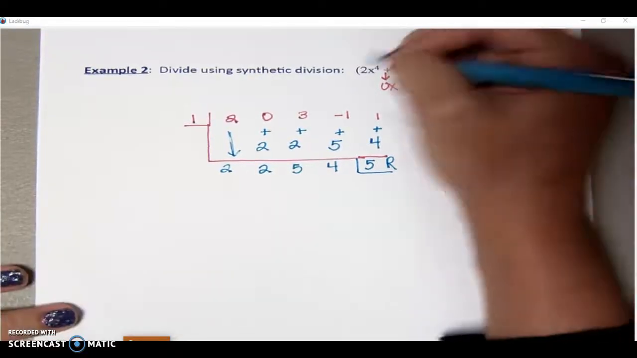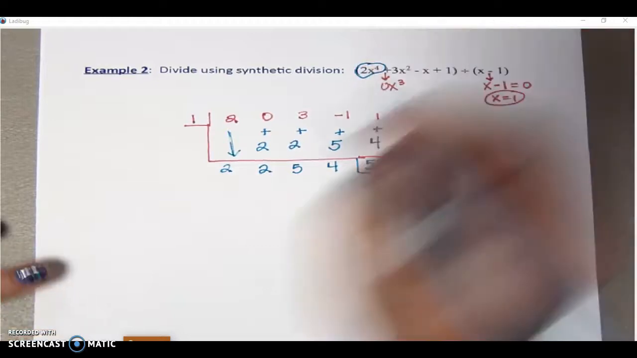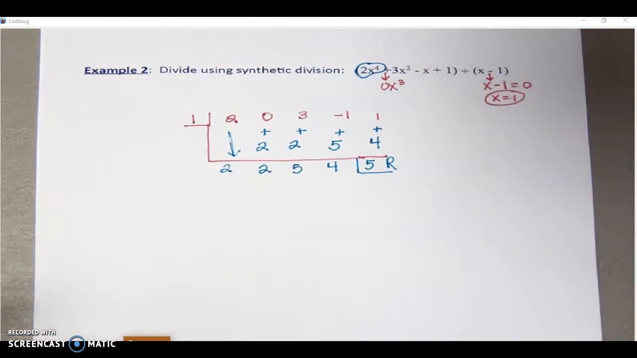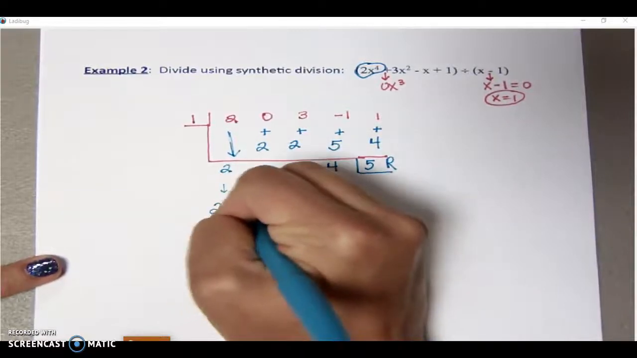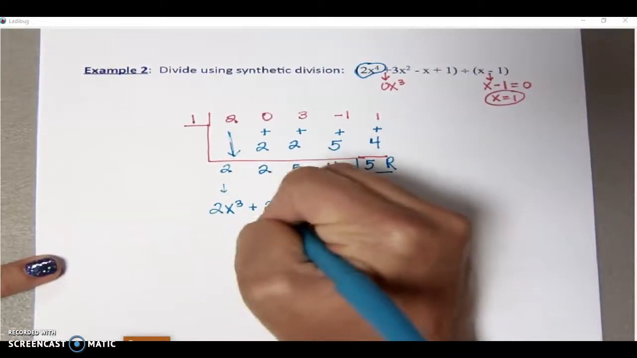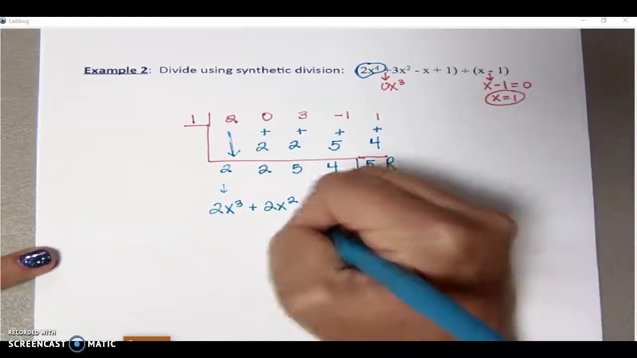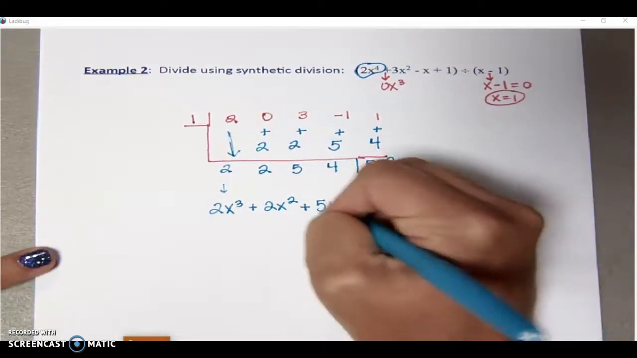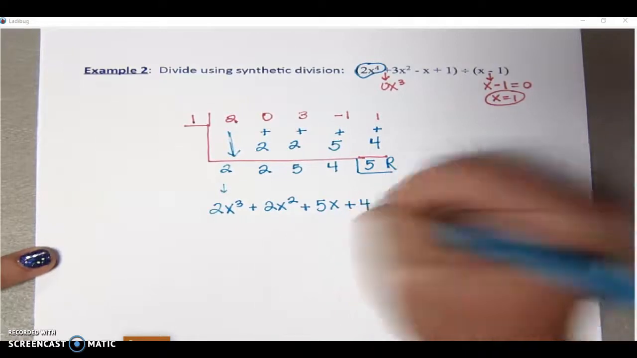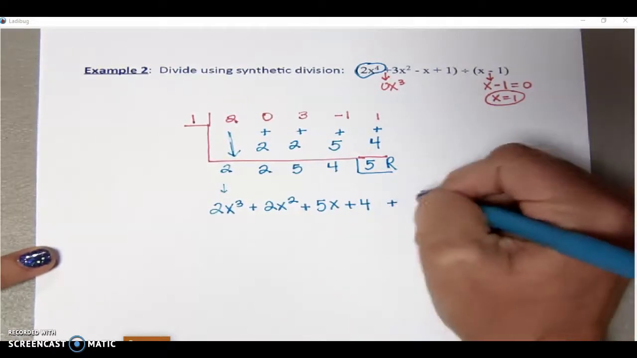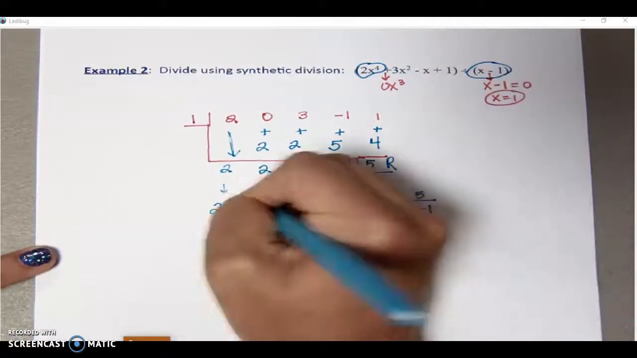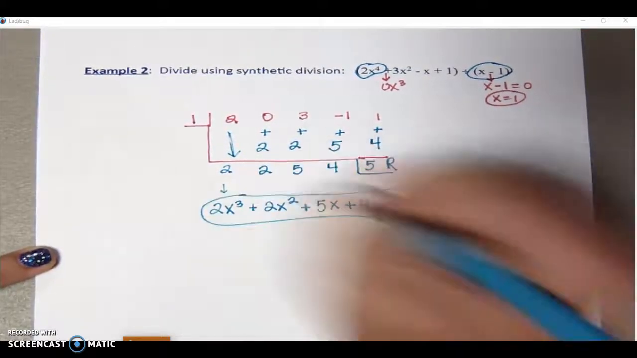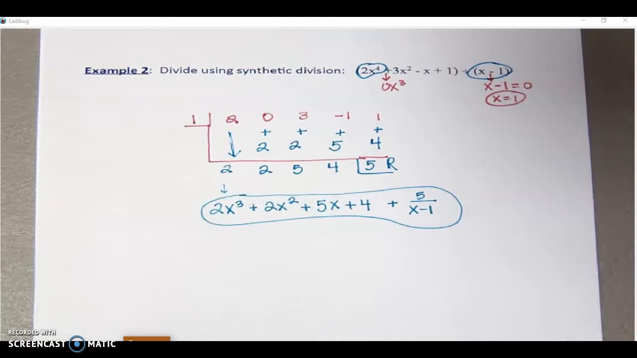So when you're writing this out, if you started with 2x to the 4th, you're going to go down 1. So we're going to really start with x cubed. So the first term is going to be 2x cubed. The next term is going to be with x squared, so 2x squared. Next term is just going to be with x, so 5x, plus 4, coefficient by itself, and then we do have that remainder of 5 that you have to put over the x minus 1. So that was using synthetic division instead of long division there.